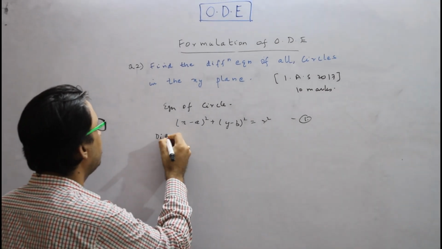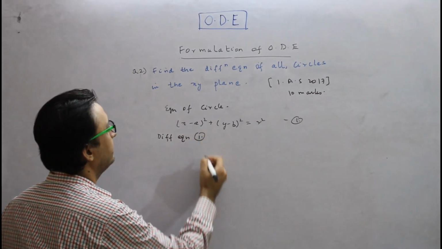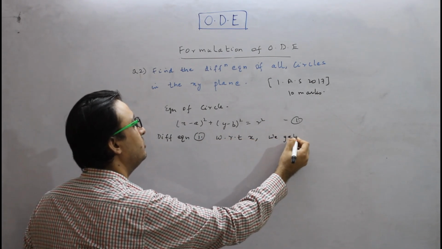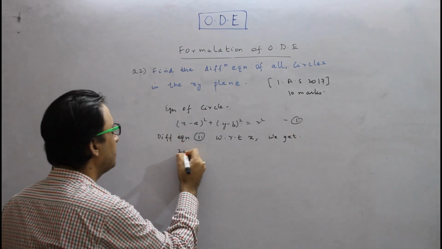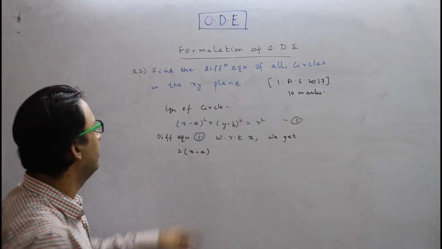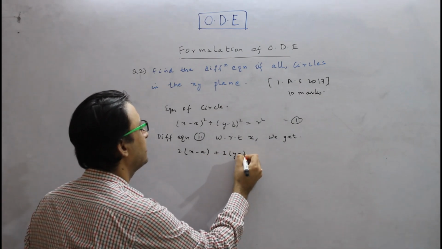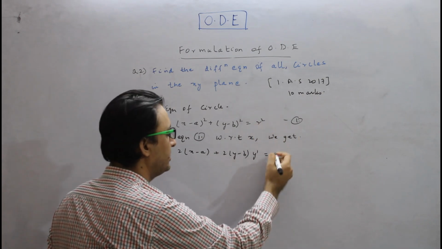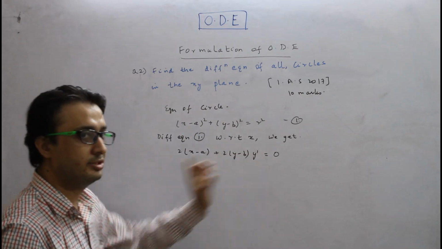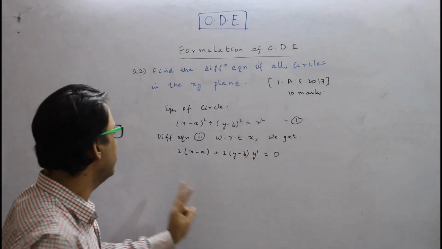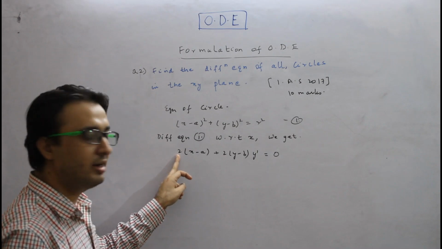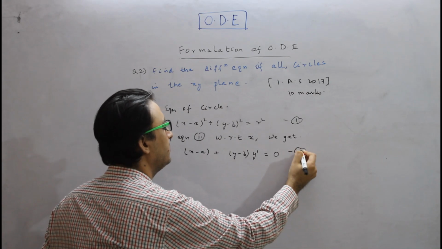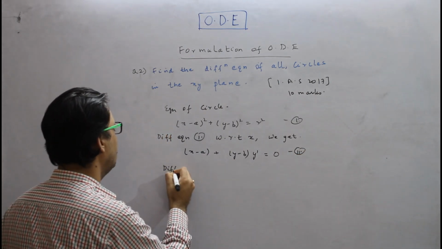So now I will differentiate equation 1 with respect to x, and when we do that we are going to get 2 times x minus a plus 2 times y minus b, y dash is equal to 0, as r is a radius constant, so its derivative with respect to x is 0. Now I can further simplify it. I can see you are having 2 on both sides, so I'll erase it and I can call it equation 2.